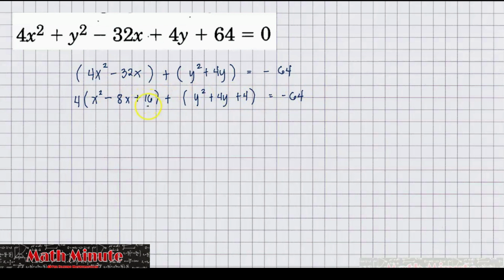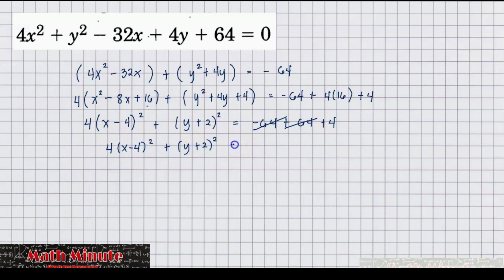So in here, we have 16, but we factored out 4. So meaning, we need to add 4 multiplied by 16. And here, we added 4, so plus 4. So let's simplify this part. The factored form would be 4 times x minus 4 squared plus y plus 2 squared is equal to negative 64. Then 4 times 16 is positive 64, plus 4. We just cross this out because that's just 0. So this would be 4 times x minus 4 squared plus y plus 2 squared is equal to 4.